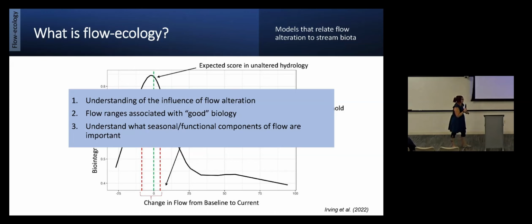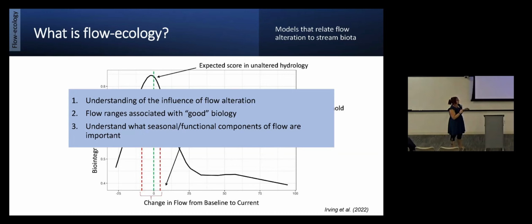But we can use it in a way that we can get kind of flow ranges. So if we take the standard 0.79 for CSCI threshold and see where that hits the x-axis, these ranges here, we would need to stay within those to reach that standard CSCI threshold.